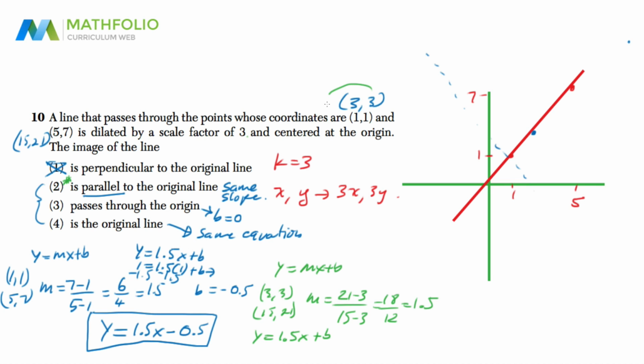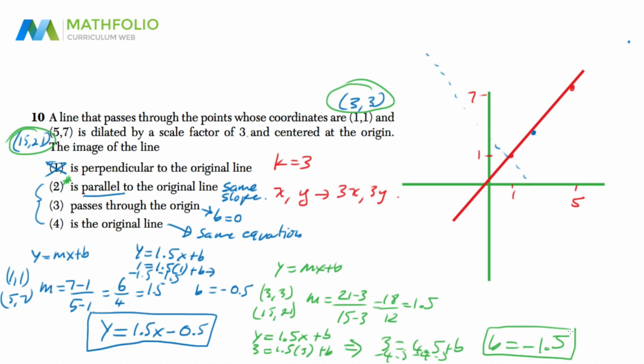Now we've got to use these two new points, or at least one of them, and then plug it in. So let's plug in the 3, 3. So if I put a 3 here, 3 equals 1.5 times 3 plus b. So this gives us 3 equals 4.5 plus b. So minus 4.5 minus the 4.5. So here I end up with b equals negative 1.5. So our equation of the linear line is y equals 1.5x minus 1.5.